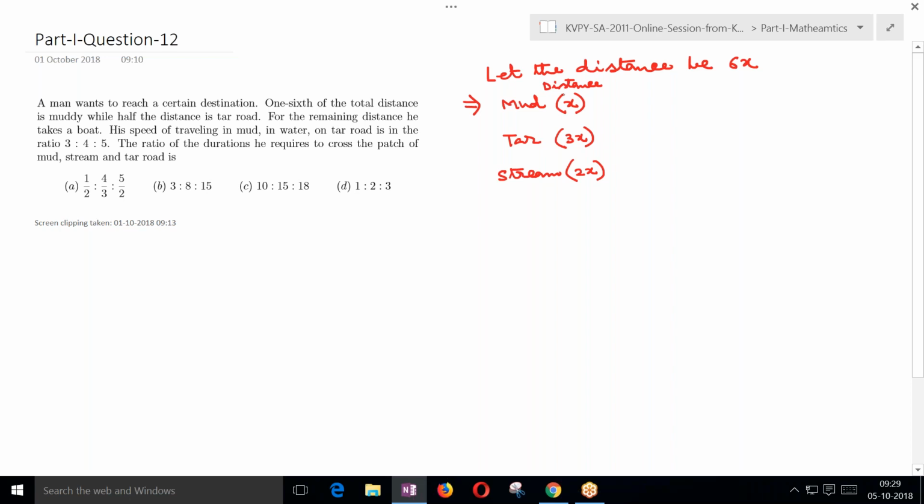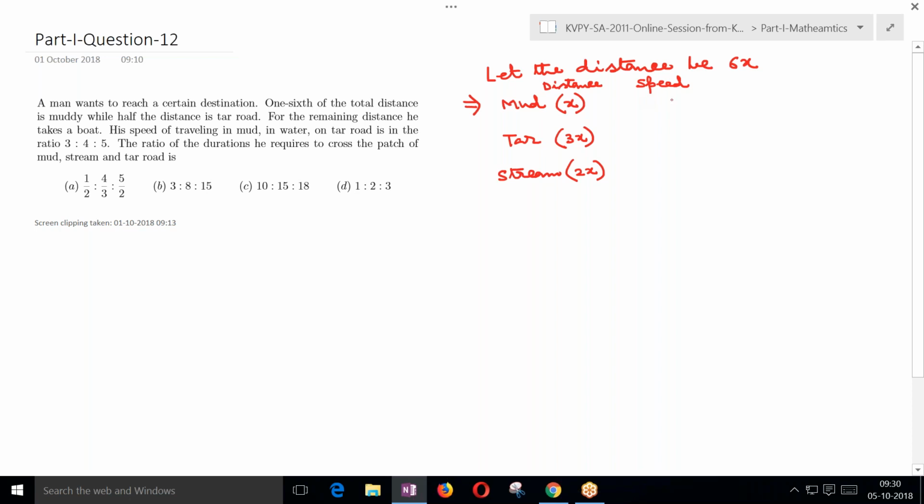Okay, now what is the speed? According to the question, the speeds of traveling in the mud, water and tar are in the ratio of 3:4:5. So we can write it this way: let's take a common multiplier. As it is in the ratio of 3:4:5, let's take the speeds as 3v, 4v and 5v in the mud, stream and tar respectively.